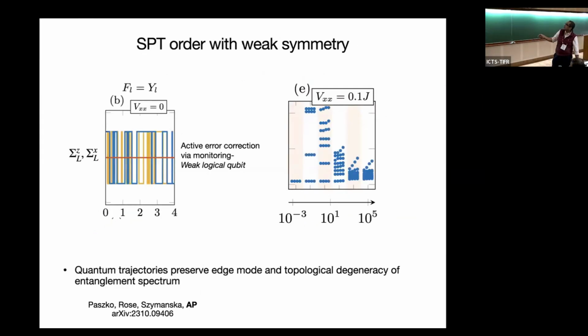But even in the case when we have weak symmetry, where the topological order actually decays at some finite time, if you look at quantum trajectories, the quantum trajectories do carry information about the edge modes. If you monitor the boundary of the system, you can use that information to correct for the loss of information, even when the average density matrix decays to 0.